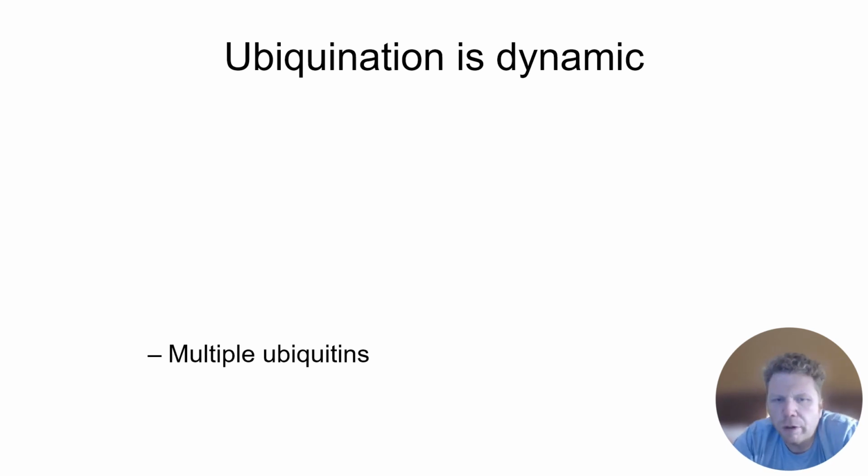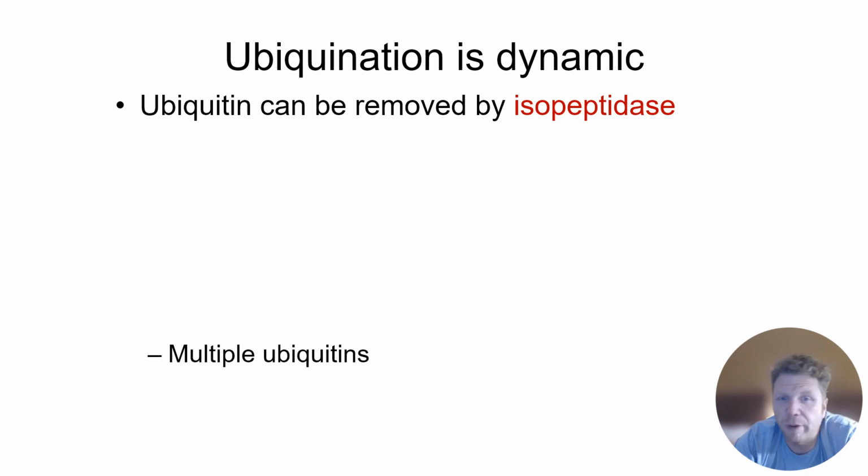Now, ubiquitination is a very dynamic process. Ubiquitin can be removed by breaking that isopeptide bond. The bond is broken by an enzyme known as an isopeptidase.